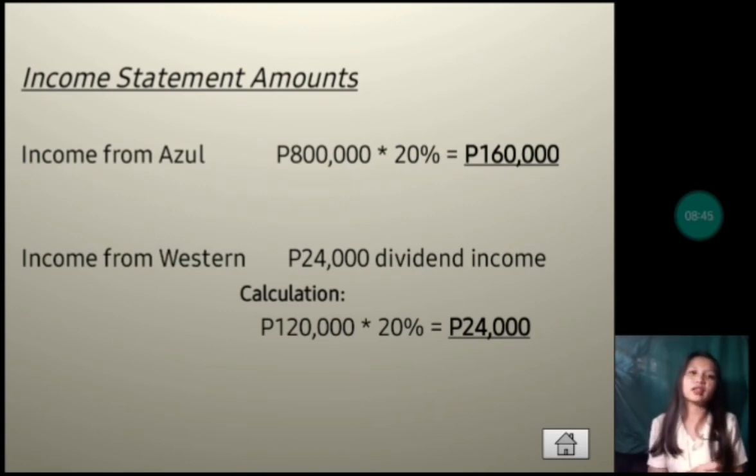Now, why is it that there's just a dividend income and no income from Western? It's because the earnings that were reported from Western were in the year 2014. It was not in the year 2016. That is why only the dividend income was recorded or computed in the income statement, because it was in the year 2016.